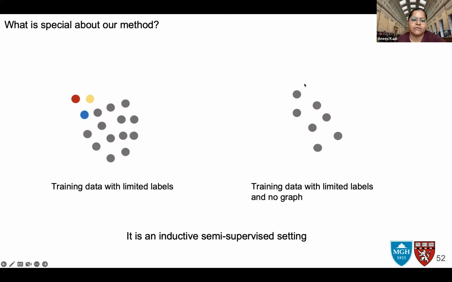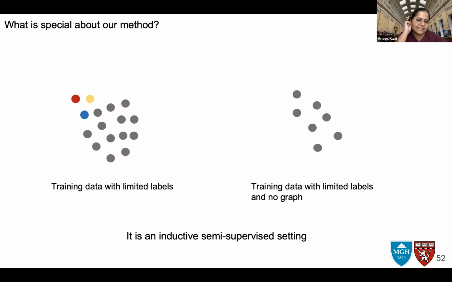And for the test data set, you have no labels, and of course you have no graph. So these are the two problems that we want to talk about in this particular work. First of all, limited labels, but you have a graph in the training part. And during the testing part, definitely you don't have labels and no graphs either.